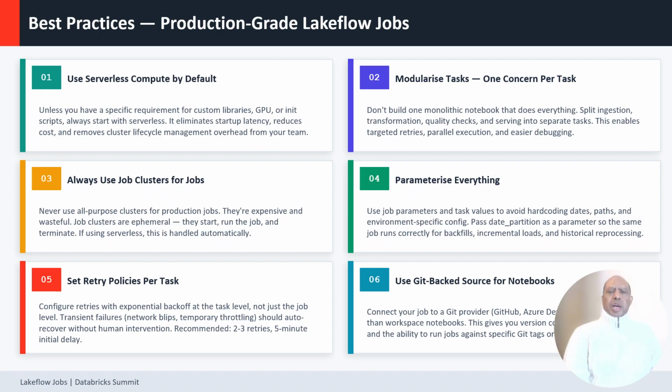Now, number six is Git-backed source. This is the difference between a mature data team and an ad hoc one. When your job runs notebook version 7, rather than the latest thing someone saved, you get auditability, rollback capability, and proper change management.